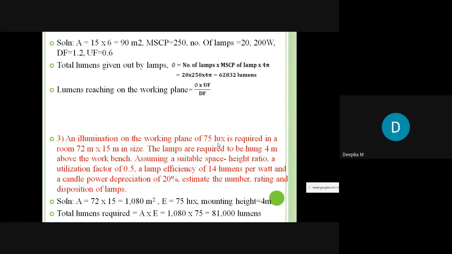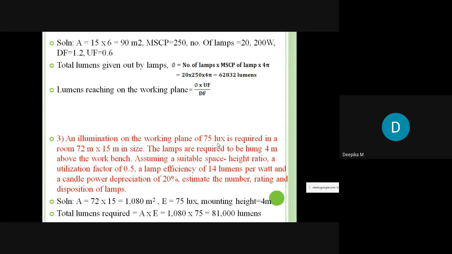So if you know the lumens on the working plane, then you have to divide phi by MF into UF. If the lumens given out by the lamp are known, and you need to calculate lumens reaching the working plane, then you have to go this way, that is phi into UF divided by DF, or you can say phi into UF into MF. Okay, so MF, maintenance factor, is usually the reciprocal of depreciation factor, so you can go that way also.